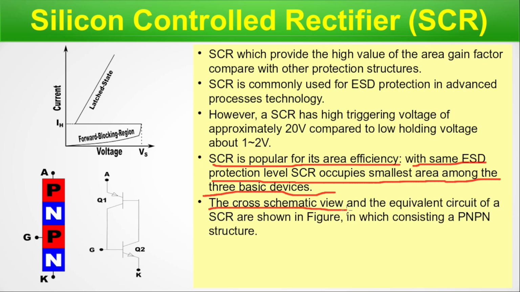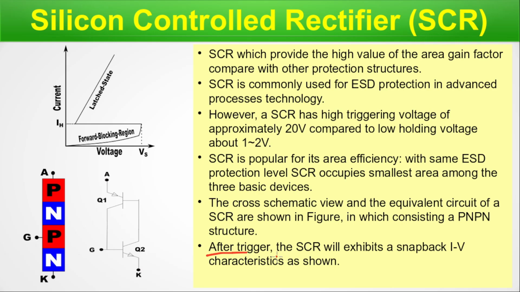The cross-sectional view and the equivalent circuit of the SCR are shown in the figure, consisting of a PNPN structure. After trigger, the SCR will exhibit snapback IV characteristics as shown. So here we have shown after the triggering, right? Triggering happens at that point and then it snaps back and the current goes high. You can see this happens during the SCR operation, acting as an ESD protector.